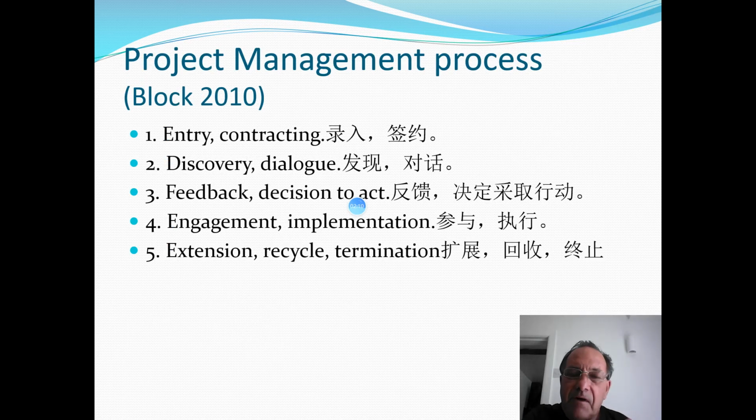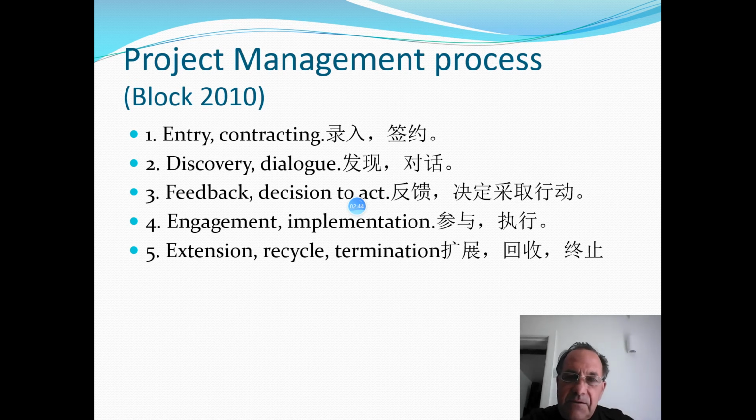Peter Block provides a slightly different project management framework. Instead of consisting of 7 stages, Block's approach consists of 5 stages. First stage is entry and contract. In other words, this is when the client realises that they have a problem and they'll get in touch with a consultant and begin to actually identify what the issue is that they want the consultant to address.